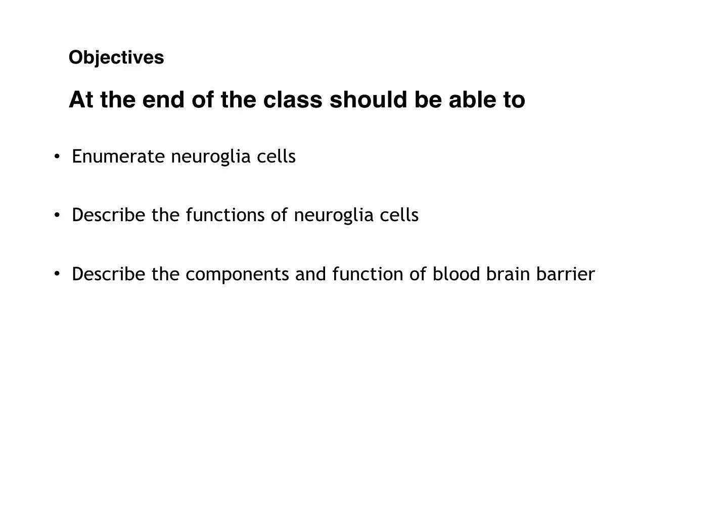In today's class, the main objectives are: at the end of the class, you should be able to enumerate all the types of neuroglial cells. You should be able to describe the functions of the neuroglial cells. You should be able to describe the components and functions of the blood-brain barrier.